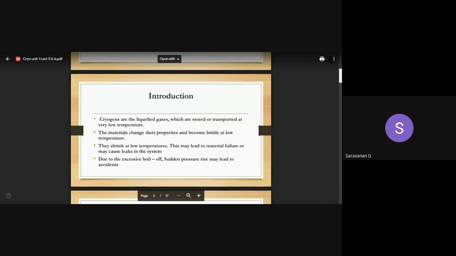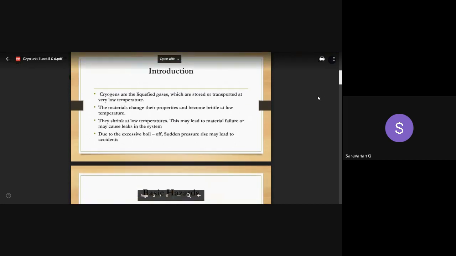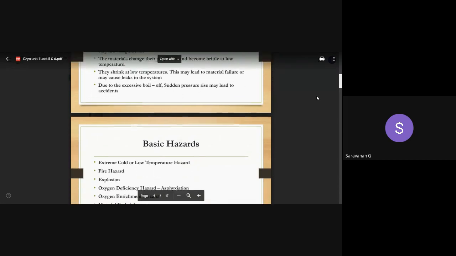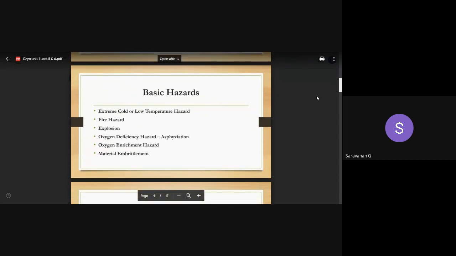Similarly, if there is excessive boil off, that also causes accidents due to a sudden rise in the pressure level. So a sudden rise in pressure level leads to accidents because of excessive boil off. These are all very important aspects of cryogenic fluids, whether in storage or in transportation at extremely low temperatures.